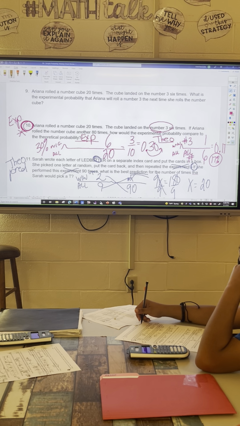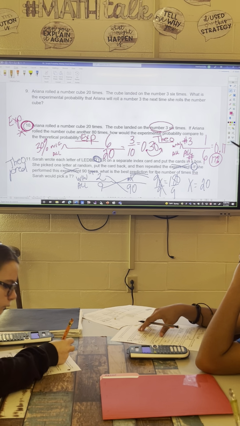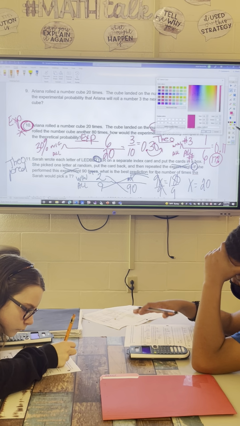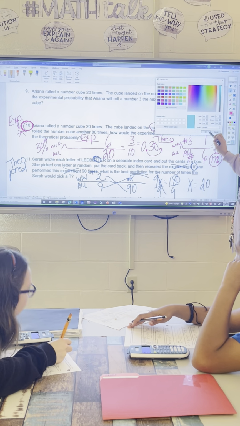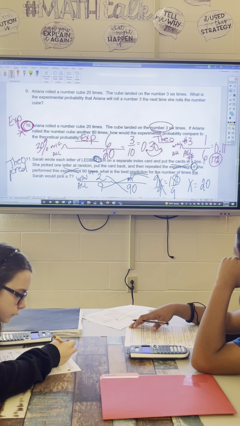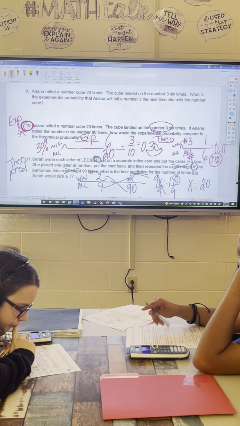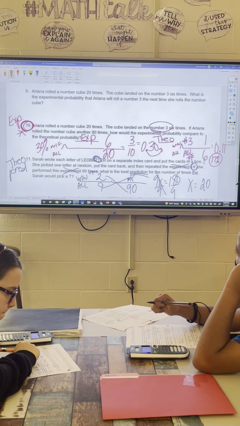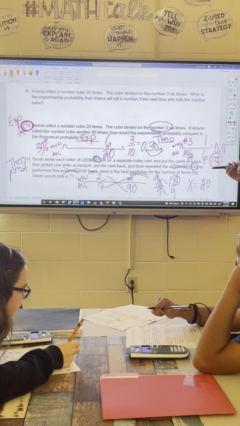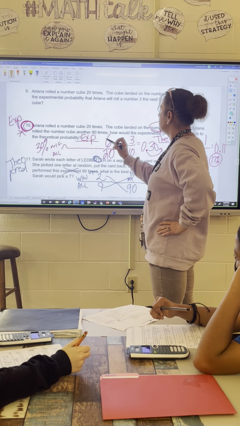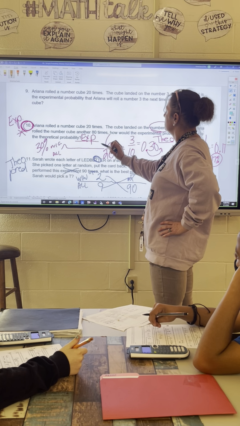All right, number 9. Ariana rolled a number cube 20 times. The cube landed on the number 3 6 times. What is the experimental probability that Ariana will roll a number cube 3 the next time she rolls? All right, so we did it. It's right here. This is the experimental probability.